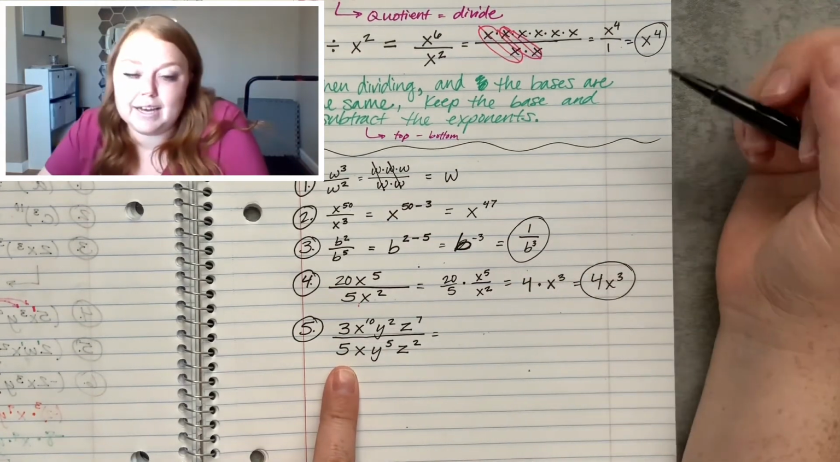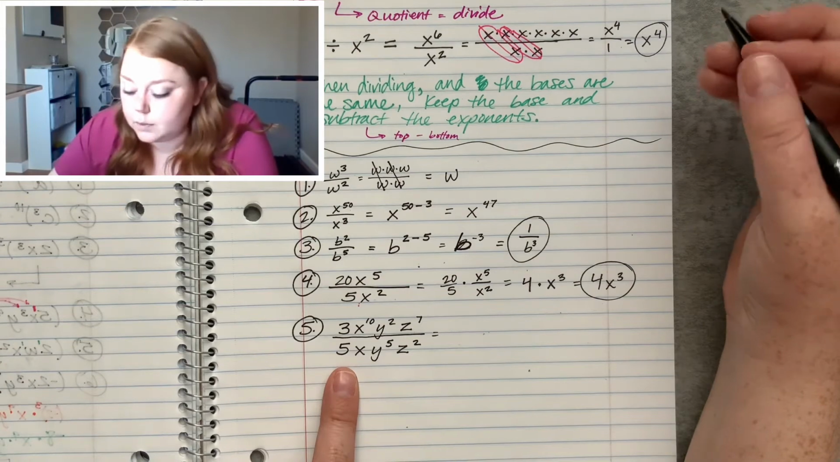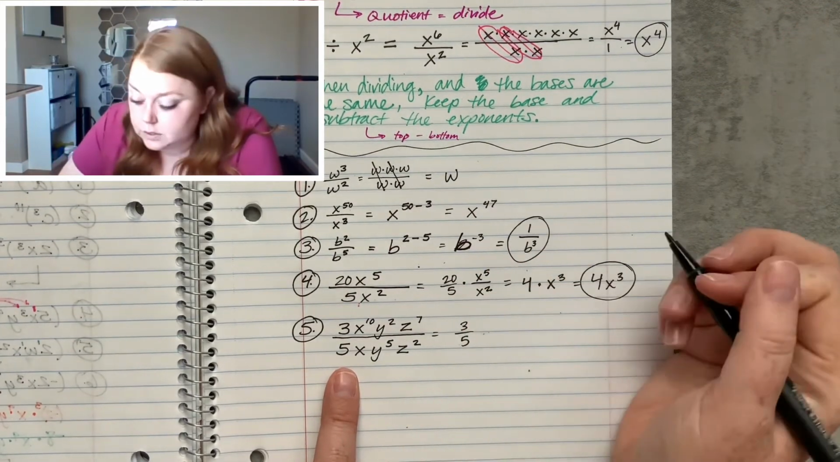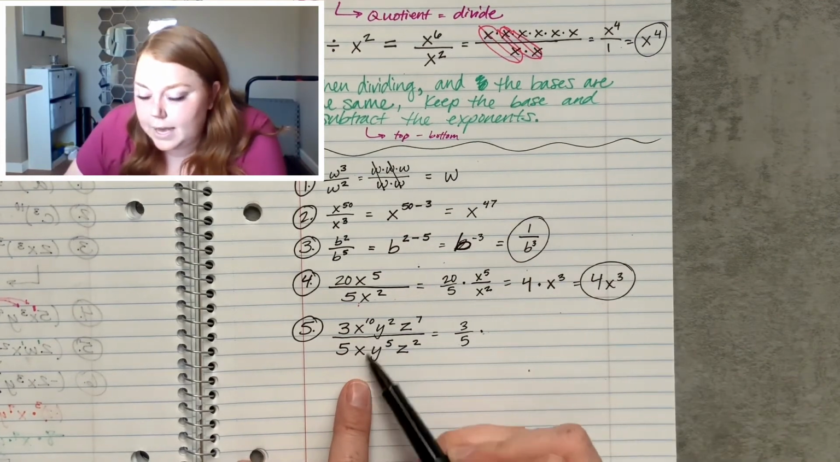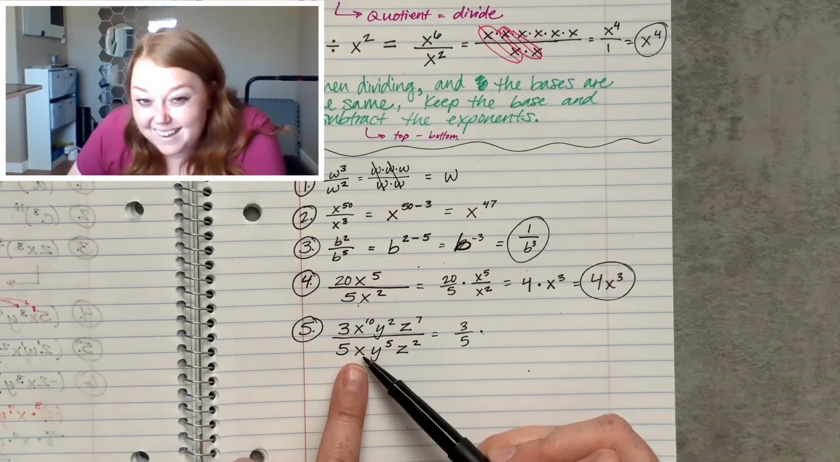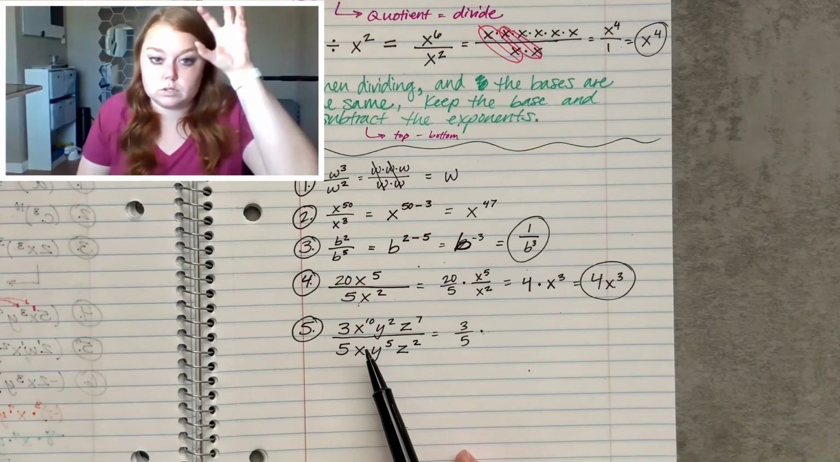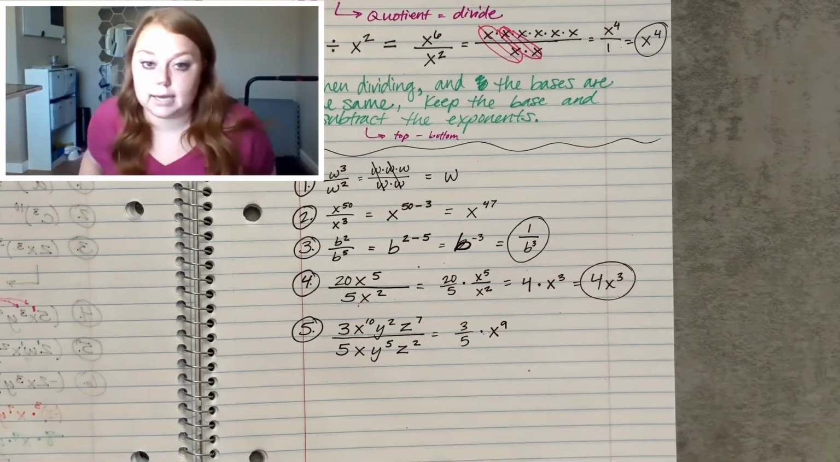So let's just do our regular numbers. 3 divided by 5. If you were to do that in a calculator, you'd get a decimal. We don't want that. Just leave it as 3/5. Okay, it's simplified. And then I'm going to simplify my x terms. X to the 10th divided by x. Keep in mind there's a little 1 right there, right? So 10 minus 1 makes it x to the 9th.